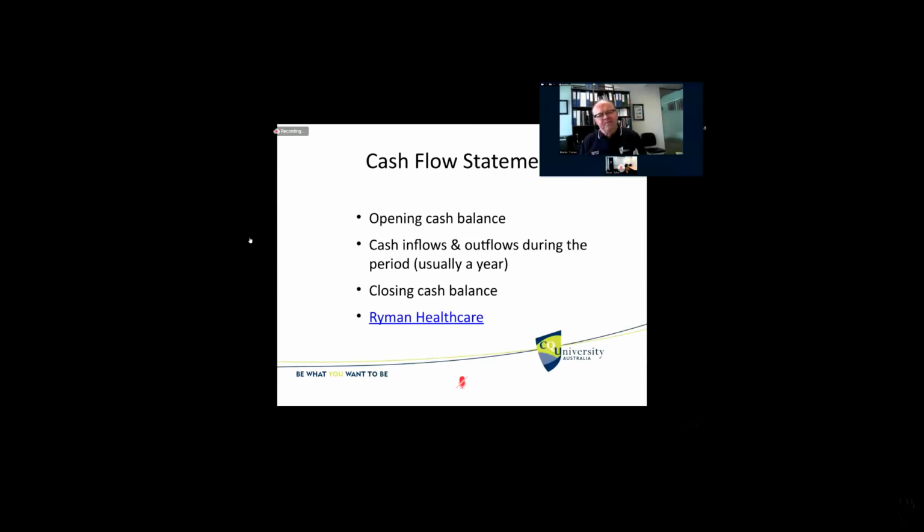Now the cash flow statement, Maria's favourite statement. And for those studying accounting, we'll look in more depth at the cash flow statement in ACT 11081, Introductory Financial Accounting. Now the cash flow statement shows the changes in the cash. The statement of changes in equity shows the changes in equity. This shows the changes in cash. Cash is an asset in the balance sheet. So it shows the opening cash balance, the cash inflows and outflows during the period, usually a year. So that's the cash in and the cash out, and the closing cash balance.